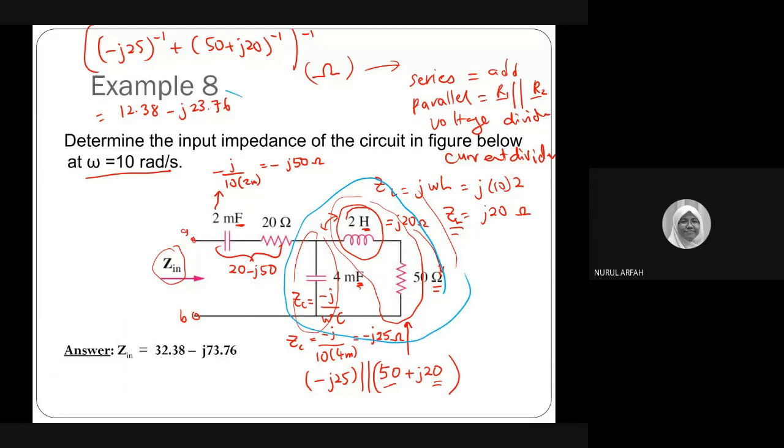Since we have everything here on the right side, this is equal to this. Because they are in series with this, you can add together. So please add 20 minus j50. 20 plus 12.38, you will get 32.38, right? And then 50 minus 23.76, you get negative j73.76. For impedance, always write in rectangular form because you want the real part and also the imaginary part.